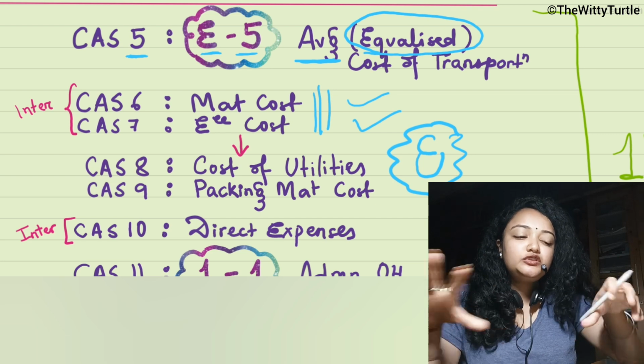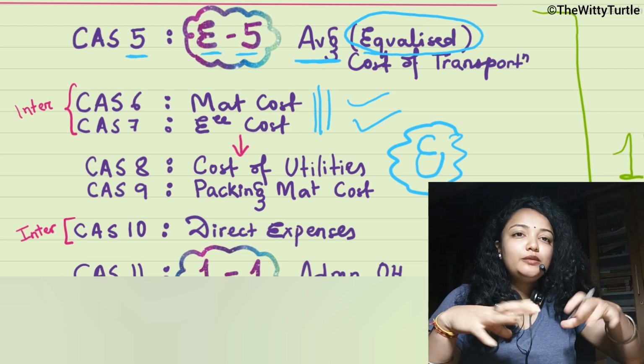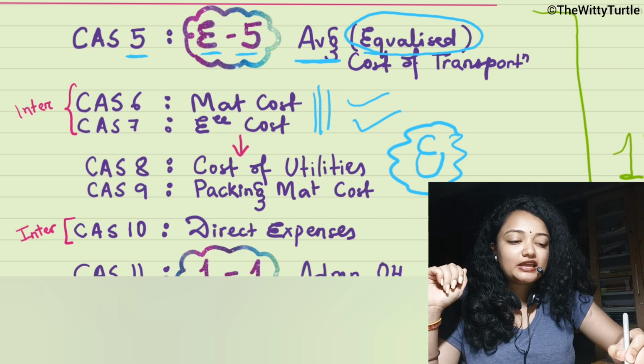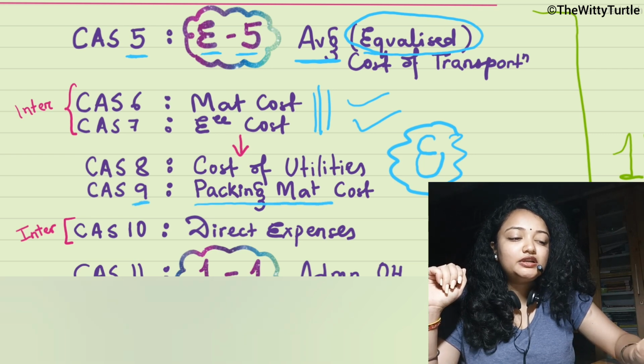Now you are done with the production. Now what will you do? You will pack whatever you have manufactured, right? So CAS 9 will be your packing material cost.